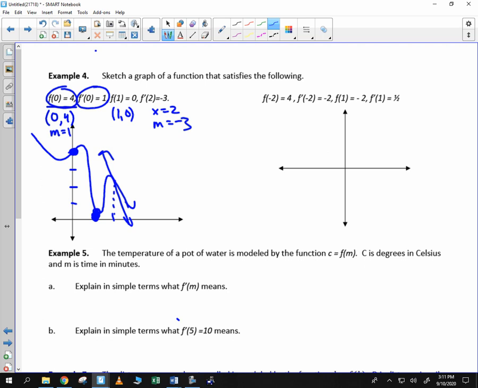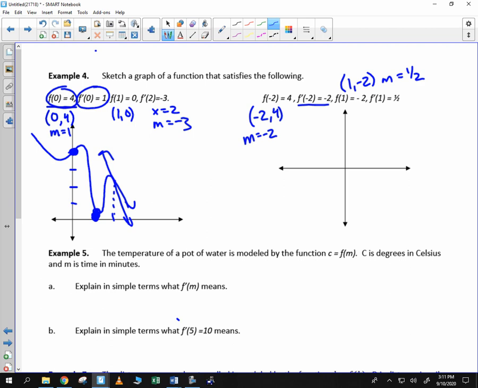Look at your next one. f of negative 2 is equal to 4. That means it passes through the point (negative 2, 4). f prime of negative 2 equals negative 2. That means that the slope at that spot is negative 2. This means I pass through the point (1, negative 2). This means that the slope at 1 is 1/2.